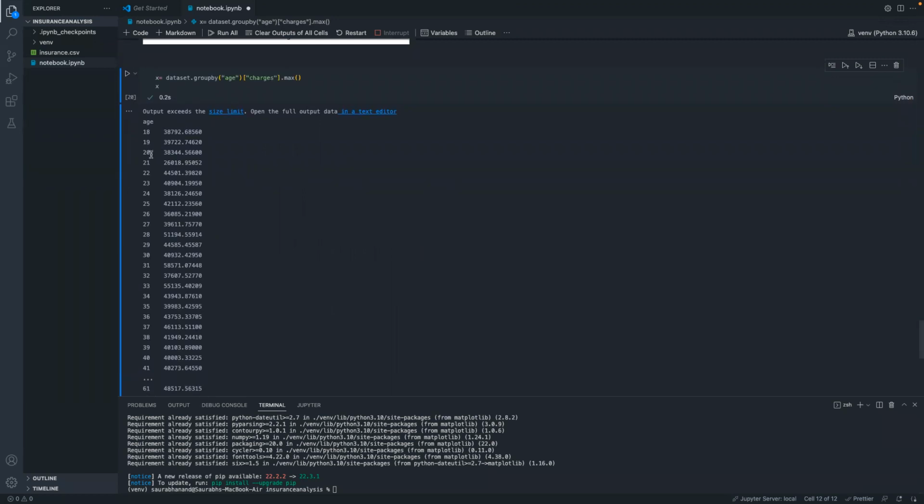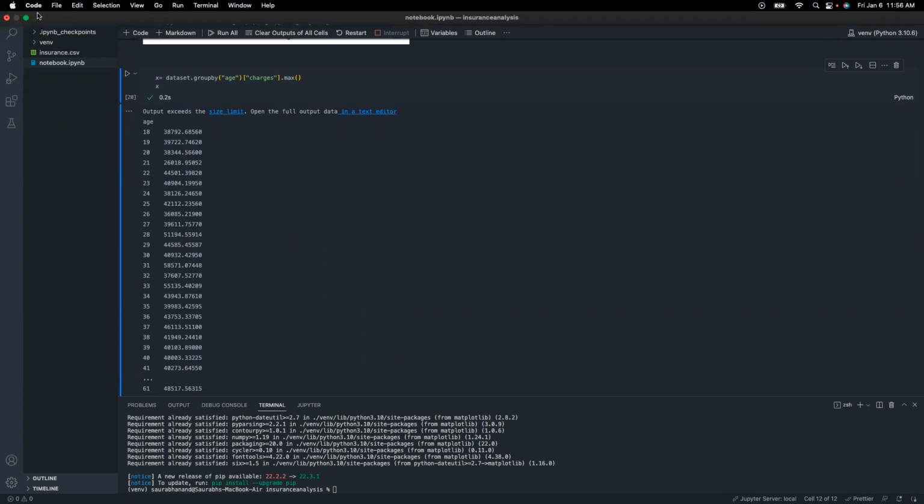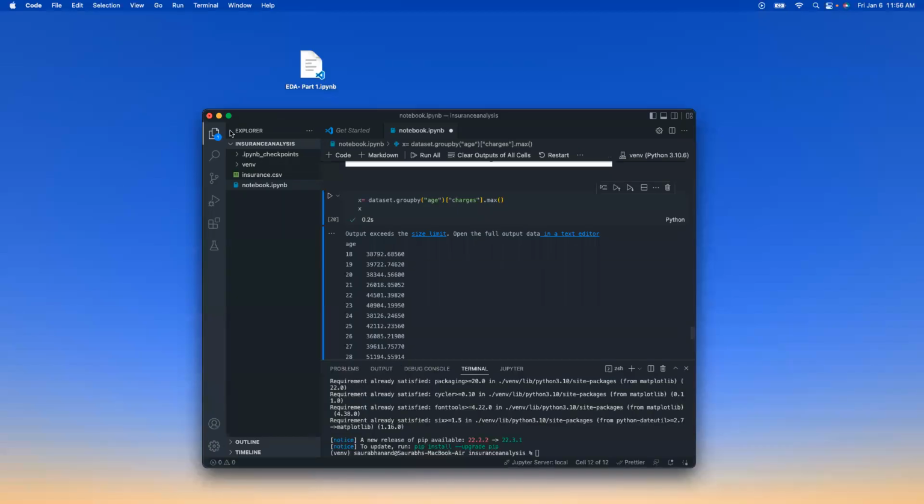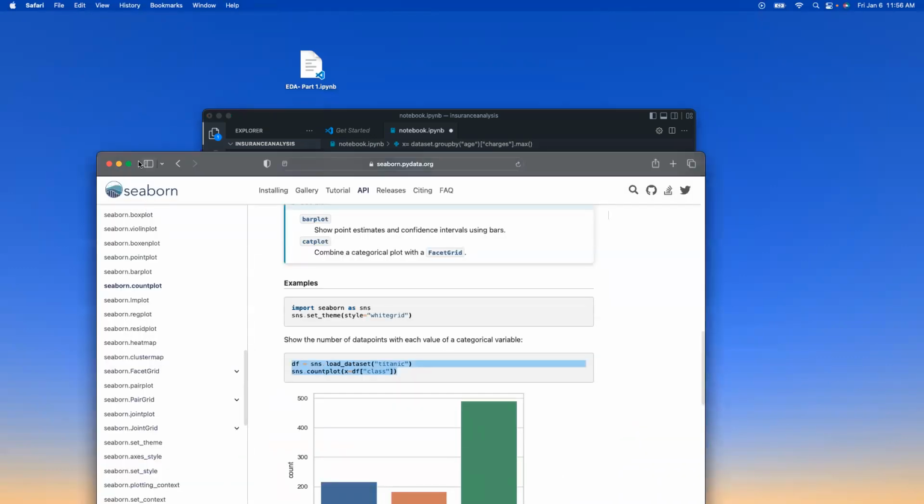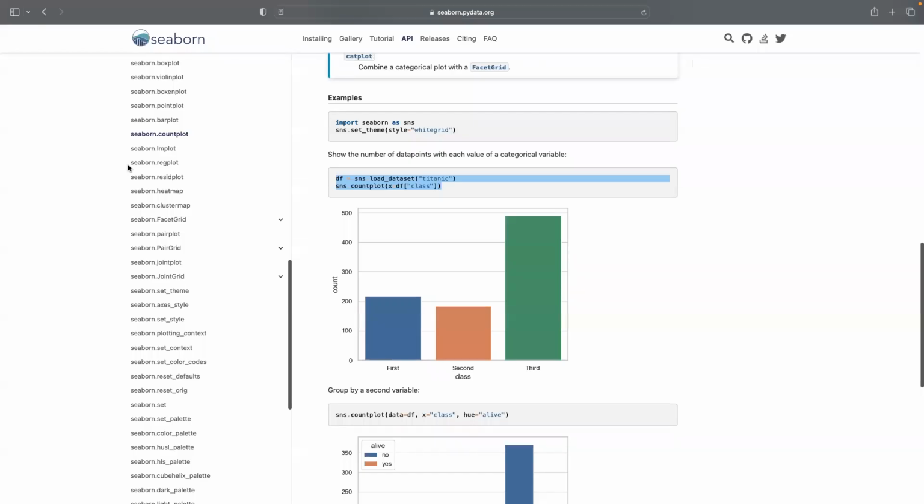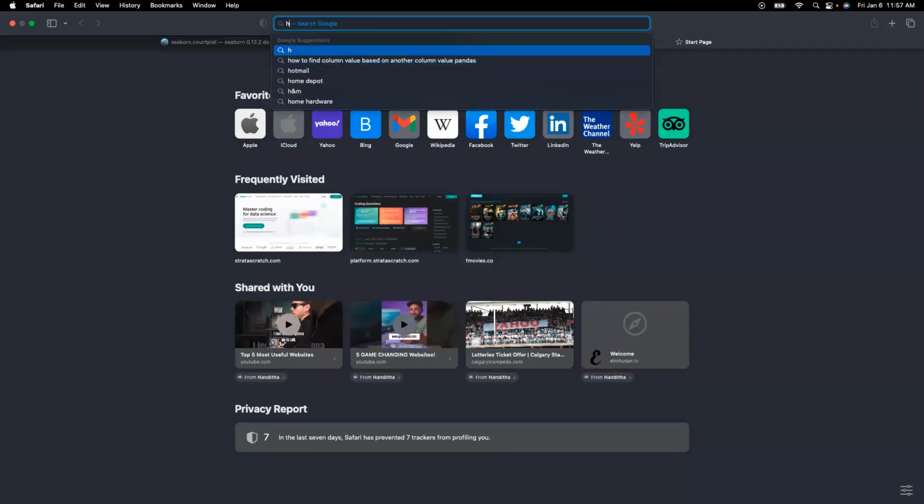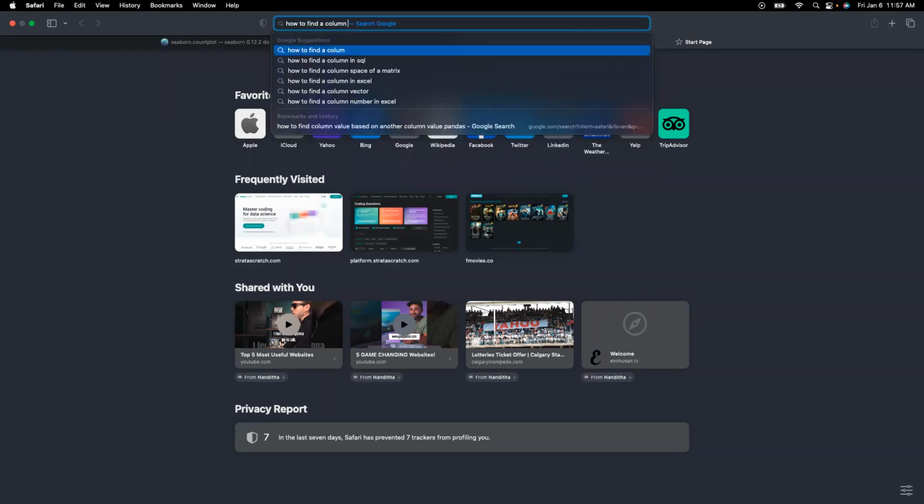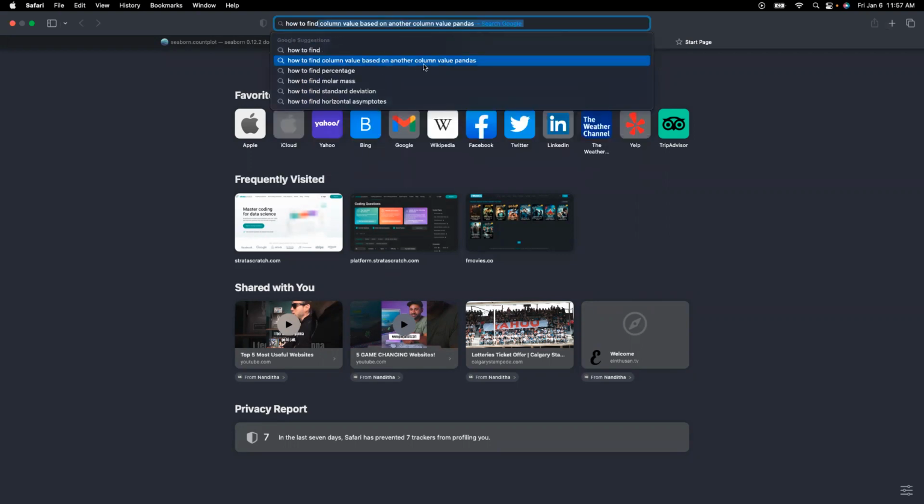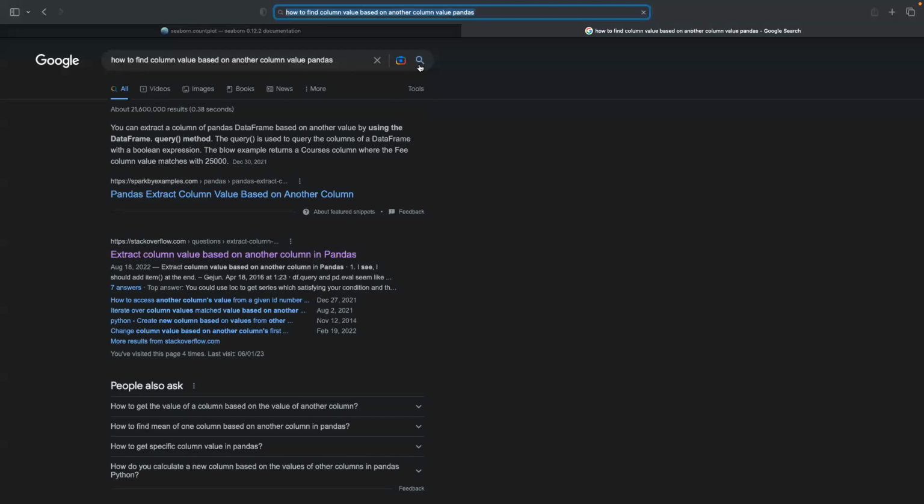So I don't think I know how to do this. But there's absolutely no problem. I can just Google this up in my browser. So let's see what I want. I want a value based on another value, right? So let me just check the internet to find how to find a column value based on another column value in Pandas.